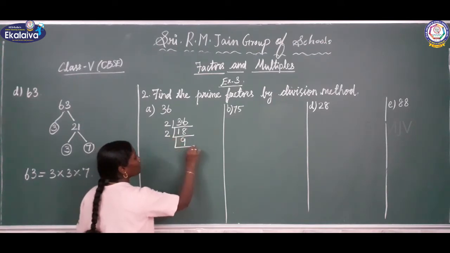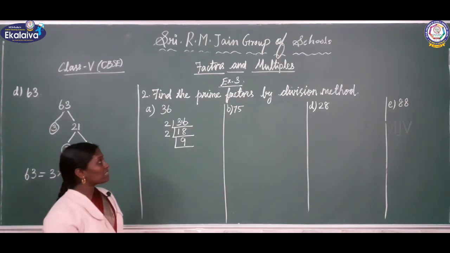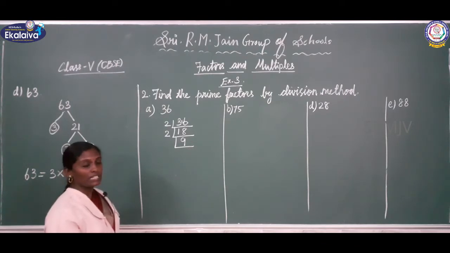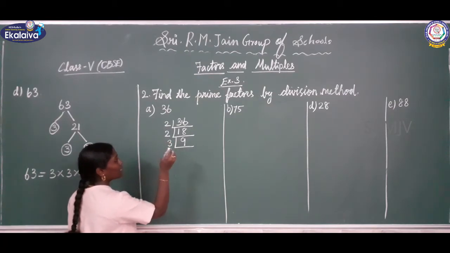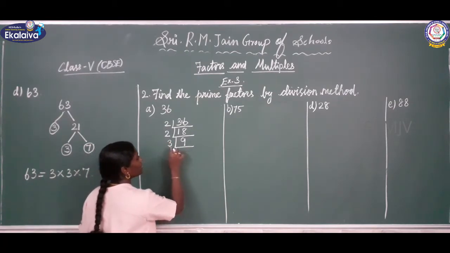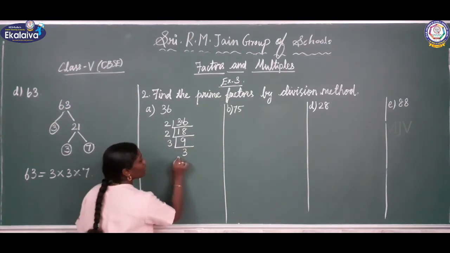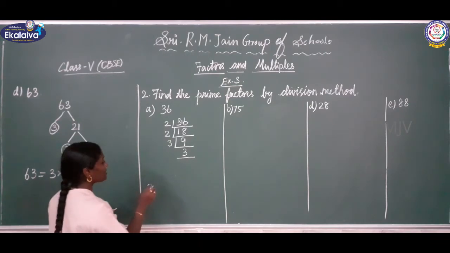Okay. Now we have to find the smallest prime factor for 9. 9 is an odd number. So the next prime number is 3. So in the 3 table, is 9 divisible by 3? Yes. So the smallest prime factor of 9 is 3. So 9 divided by 3, that is 3. Here we got a prime number as a quotient. So we have to stop here.